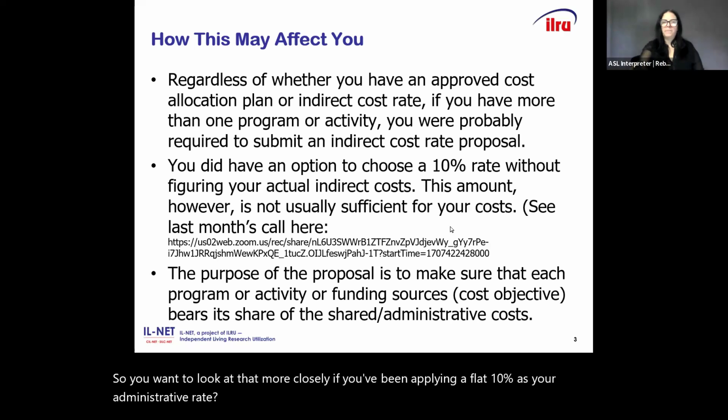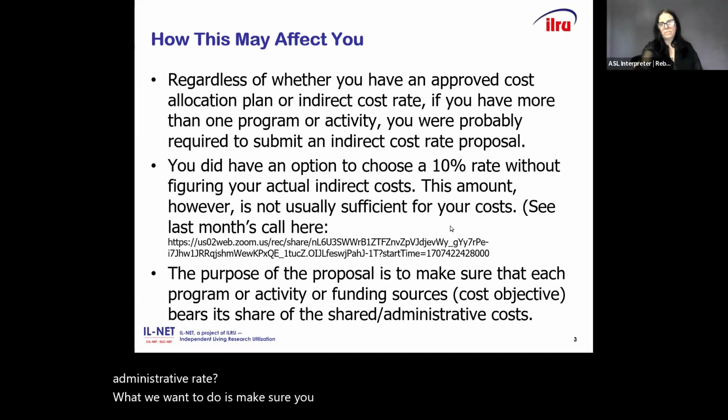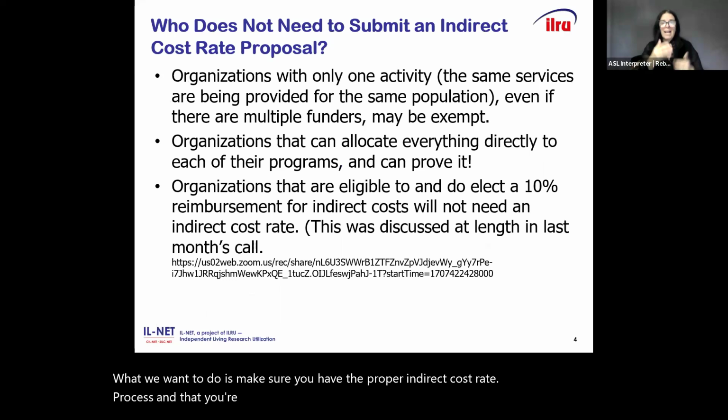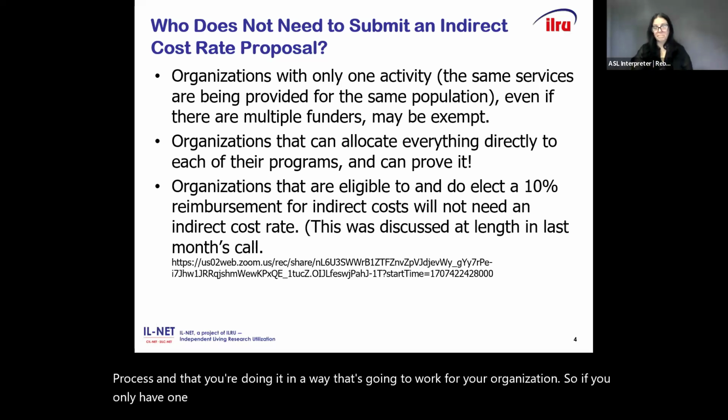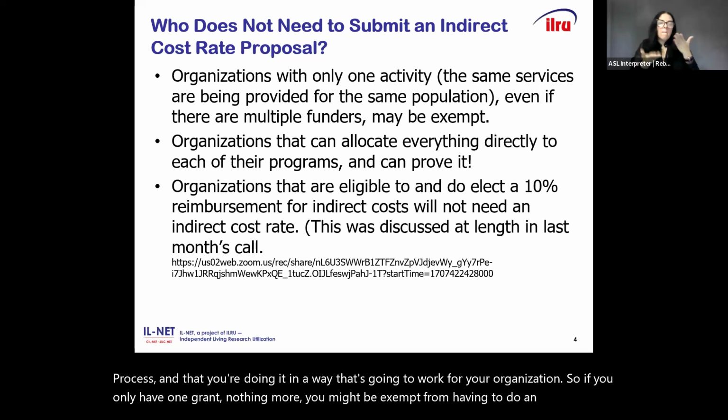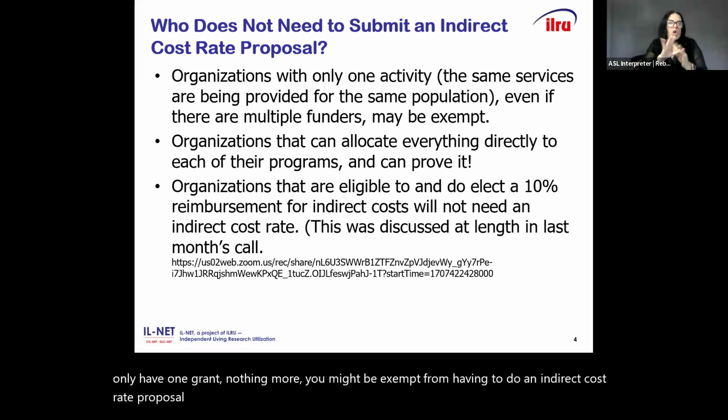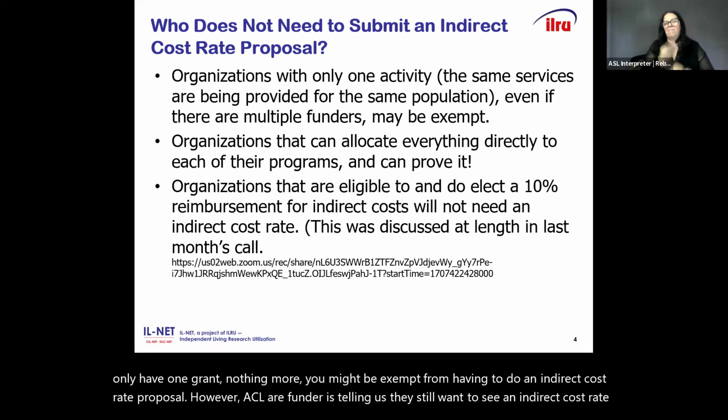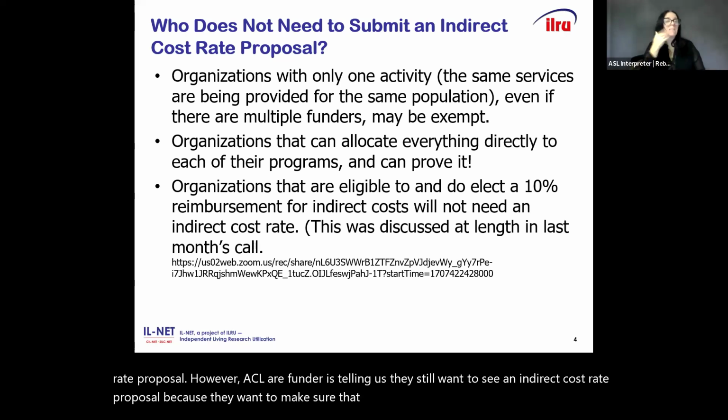What we want to do is make sure you have the proper indirect cost rate process, and that you're doing it in a way that's going to work for your organization. So if you only have one grant, nothing more, you might be exempt from having to do an indirect cost rate proposal. However, ACL, our funder, is telling us they still want to see an indirect cost rate proposal, because they want to make sure that your rate is reasonable.